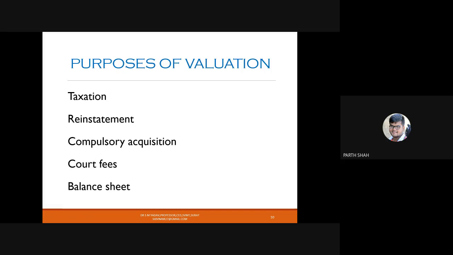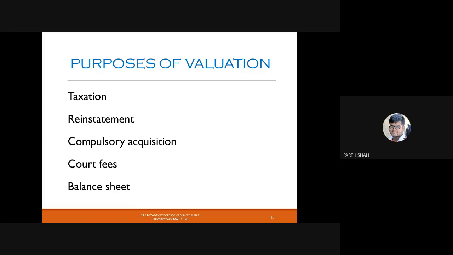At that time, to decide what may be the compensation to be given to the owner of the property, the valuation of property is carried out, that is called for the purpose of compulsory acquisition. When a property is required to be registered with the registrar's office or for any other legal purpose, specific fees are required to be paid, and these fees depend upon the value of a property. So to decide the court fees, and what amount of stamp paper be used for a specific purpose, the valuation of property is carried out.